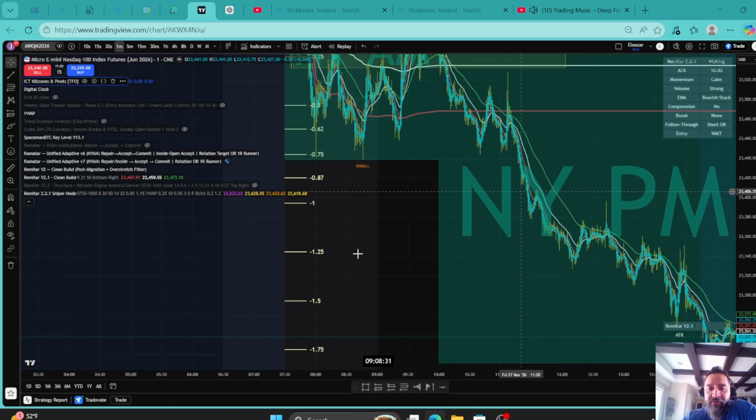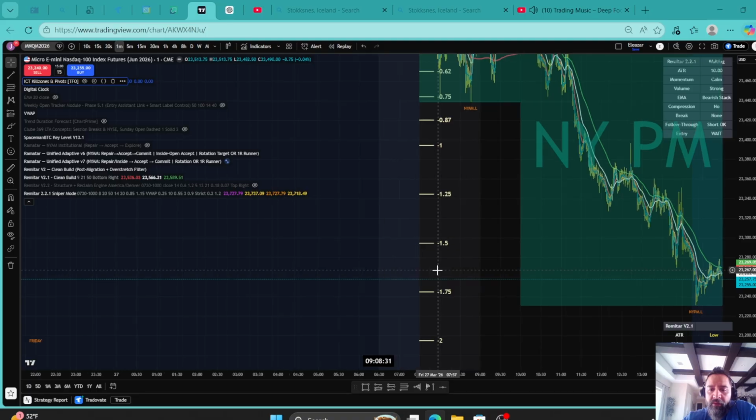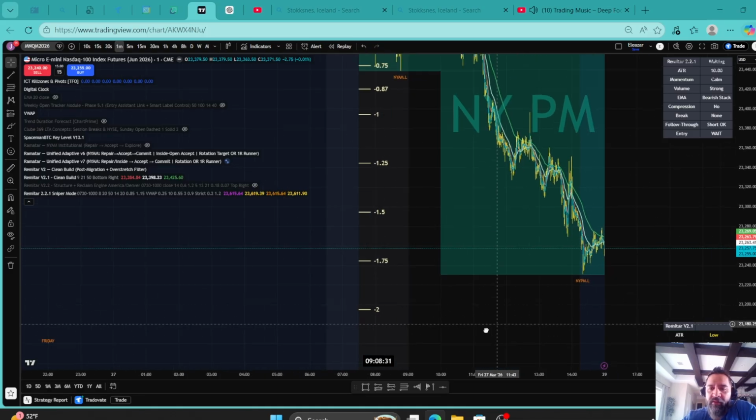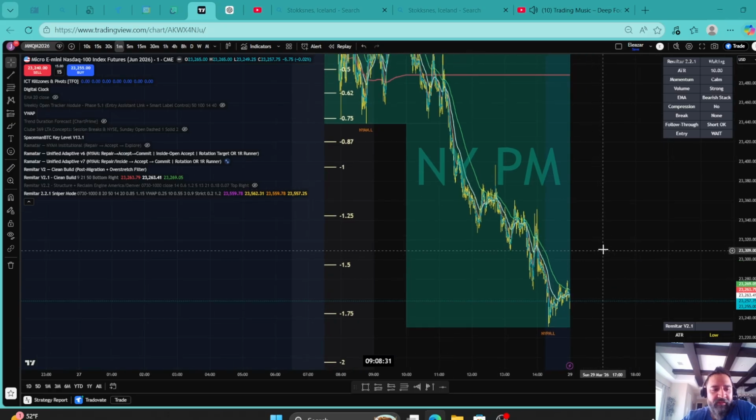And if you look at the fib, remember my fib only goes to 2.0. It went to about negative 1.80. Now I'm going to be honest, some days it goes, like yesterday it went to literally negative 2.0 on the dot. Some days it goes even beyond further.